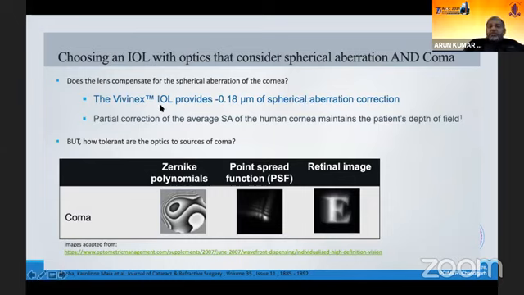And the Vivinex platform provides minus 0.18 micron of spherical aberration, and this partial correction of spherical aberration of the human cornea maintains the patient's depth of field. But does it tolerate or somehow counteract the effect of coma, naturally occurring coma, or that caused by the displacement of the lens? Let us see.